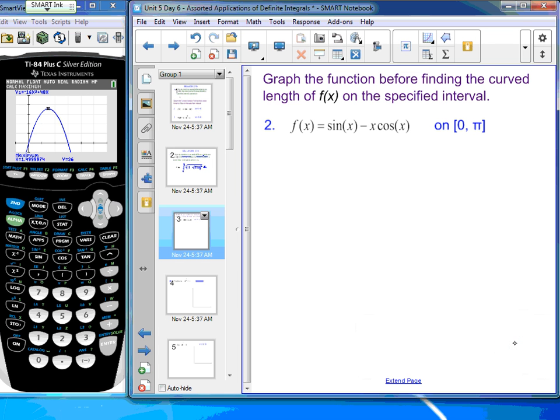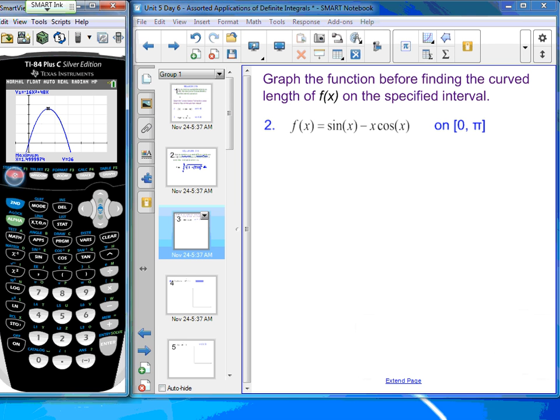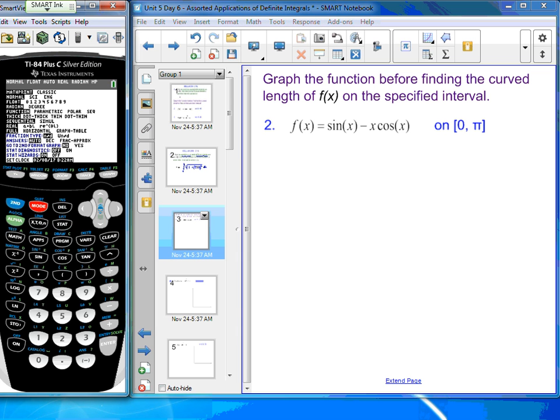So let's go ahead and get a picture with our emulator. I want to make sure that we're in the proper mode. Radian it is, good job, and so we'll go ahead and enter our sine of x minus x cosine x, and happy hands. Yeah, take it easy there.